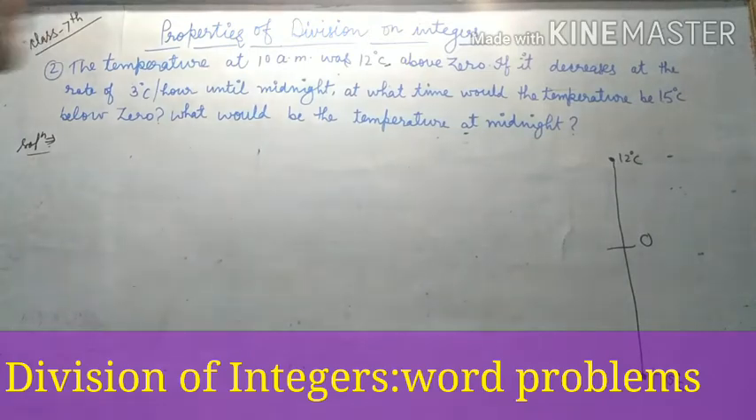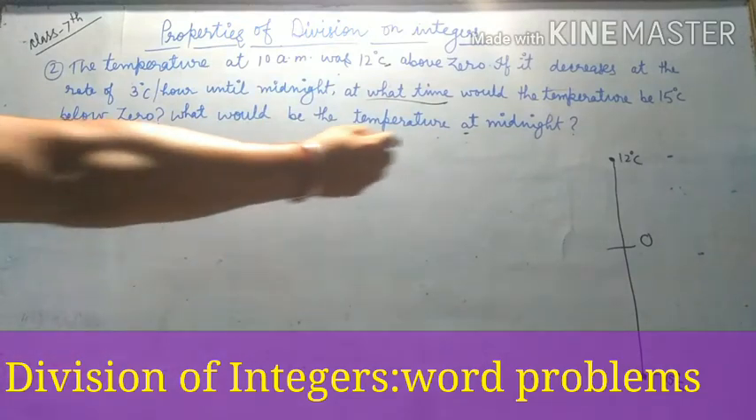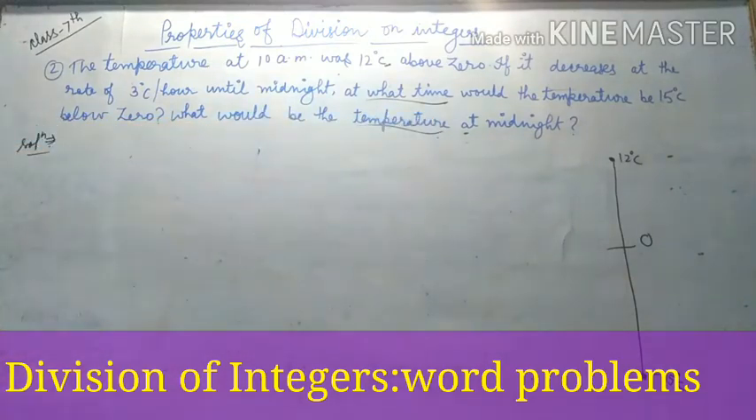Okay. So what would be the temperature at midnight? So he is asking two things: the time, and what would be the temperature. The question is asking us these two things. So now we have to solve it, and we are starting.